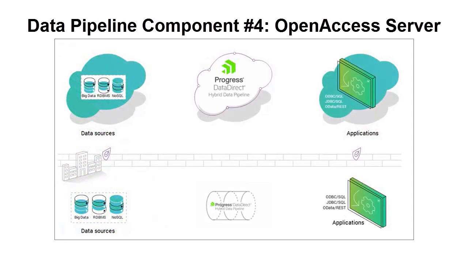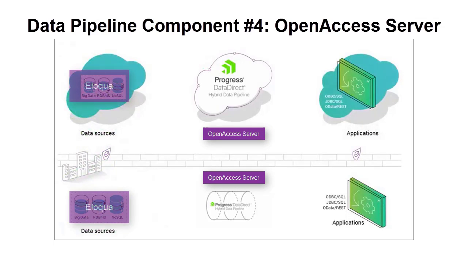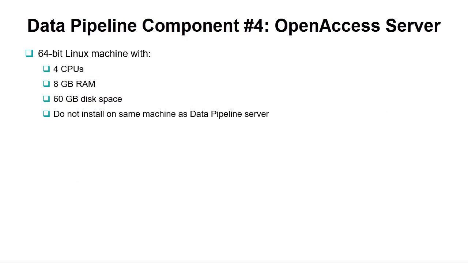The fourth component, the Open Access Server, is necessary only if you are using Eloqua as a data source. In the future, other data sources may also require an Open Access Server. Install the Open Access Server in a location that the data pipeline server can access.